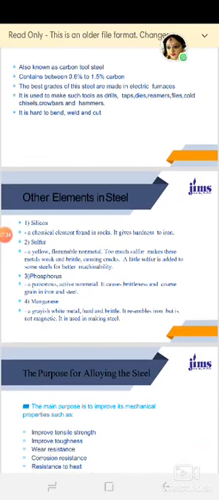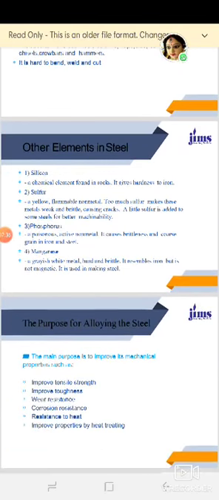Now we have other elements in steel, and these are the elements which are found in steel. Silicon. Silicon is a chemical element found in rocks. It gives hardness to iron. Sulfur, a yellow flammable non-metal. Too much sulfur makes this metal weak and brittle, causing cracks. A little sulfur is added to some steel for better machinability.